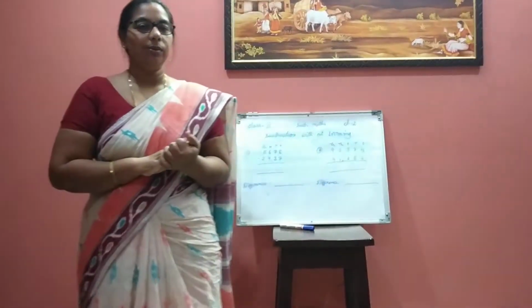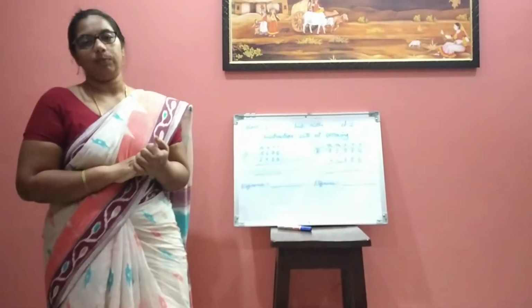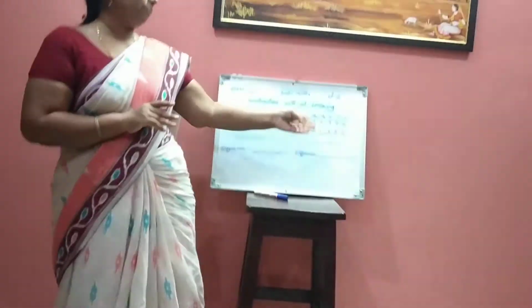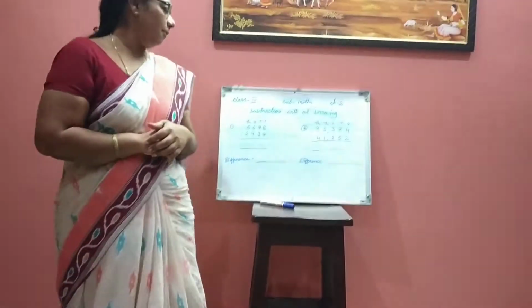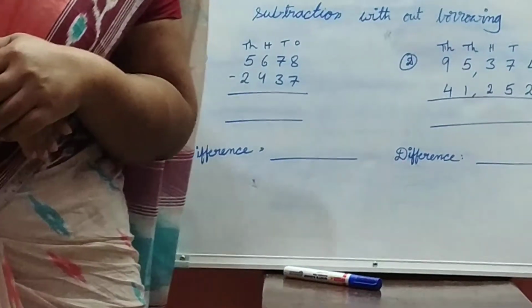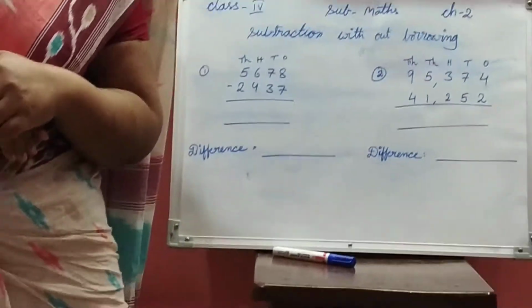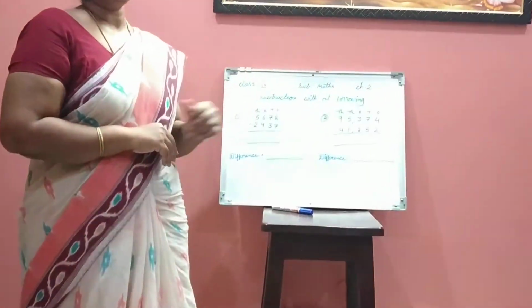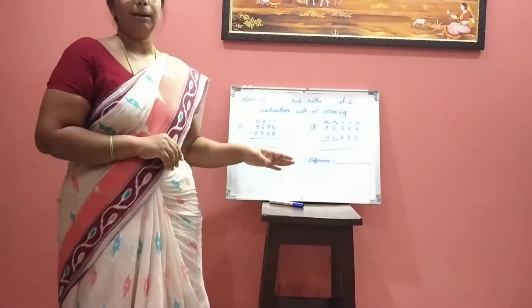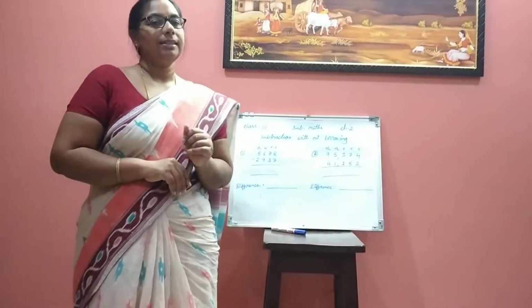Now we are going to learn how to do subtraction for a 4-digit and then 5-digit number. See here. First, today we will learn the subtraction without borrowing, means without any borrowings from the next number. Now we are going to learn about doing subtraction.